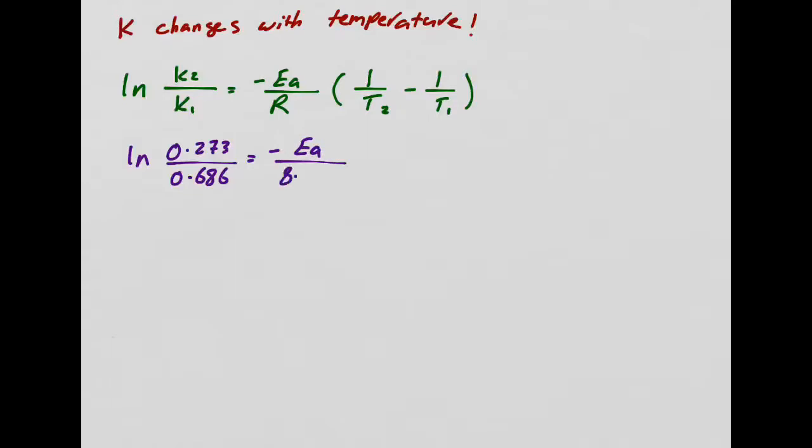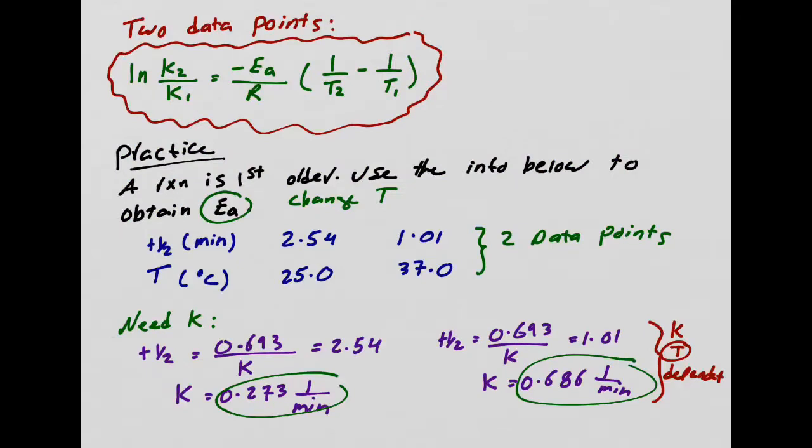We said R is 8.314 times 1 over 298K minus 310K. How did I get those numbers? Remember, since our R is in joules per mole Kelvin, the temperature has to also be in Kelvin. So what I did, I just converted to Kelvin.